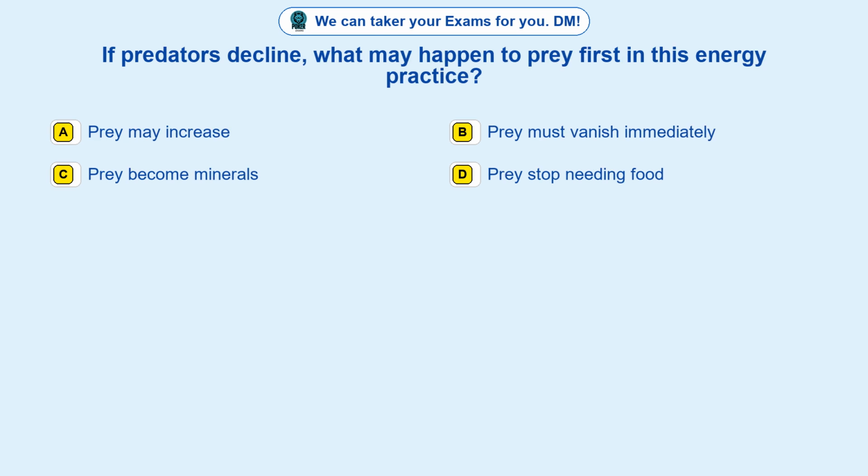Question 18. If predators decline, what may happen to prey first in this energy practice? Option A. Prey may increase. Option B. Prey must vanish immediately. Option C. Prey become minerals. Option D. Prey stop needing food.